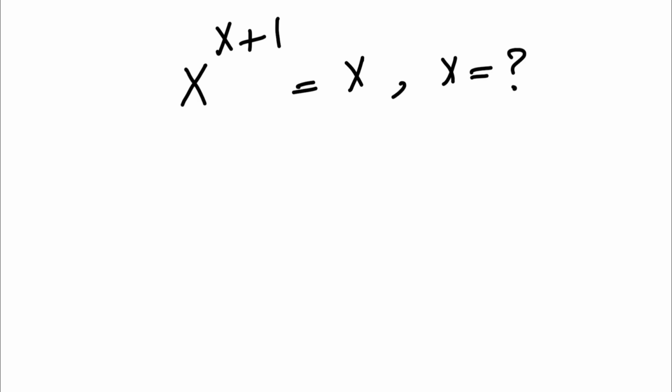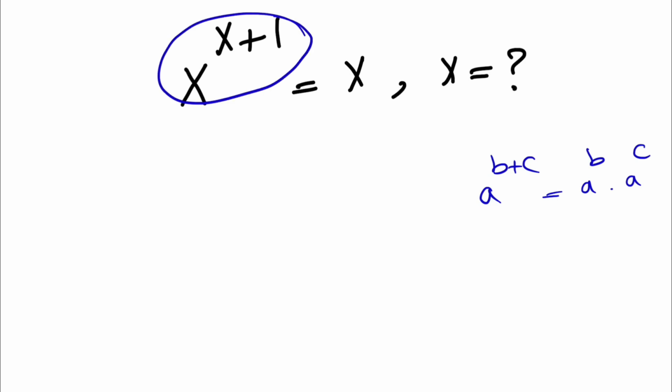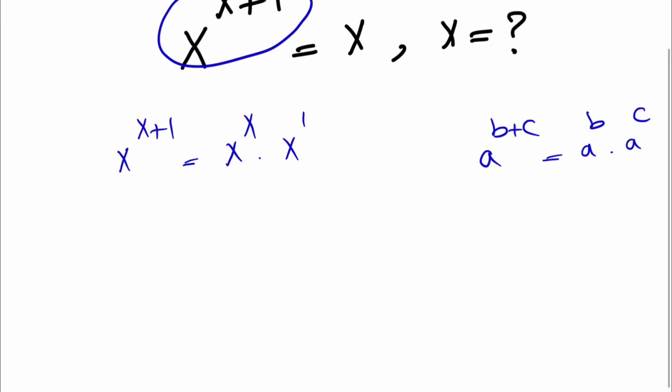First of all, let's just go over some laws of the exponent. When we have a to the power of b plus c, this will be equal to a to the power of b times a to the power of c, and this would be the scenario that we have in here. So basically our x to the power of x plus 1 is equal to x to the x times x to the power of 1. So we're going to use that.